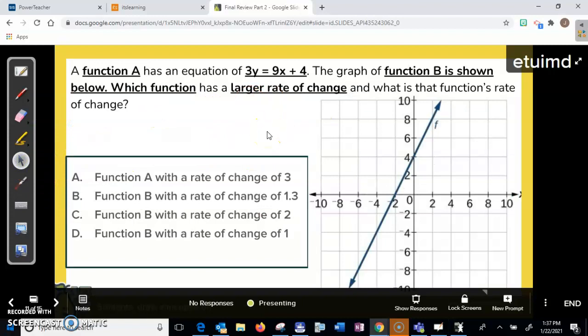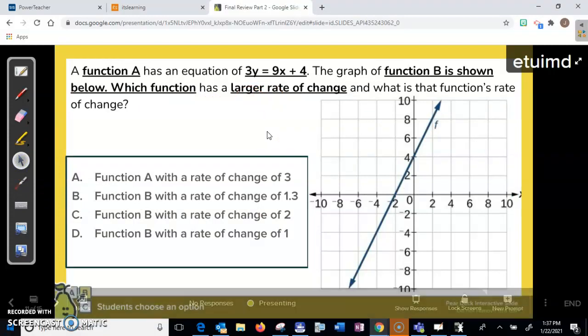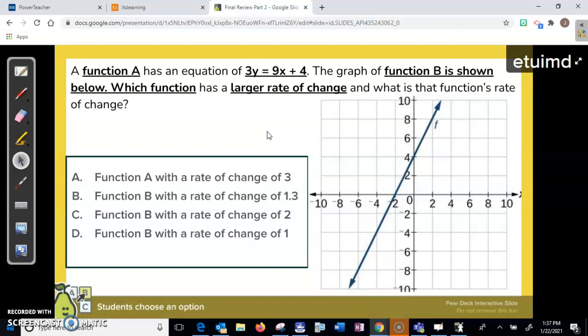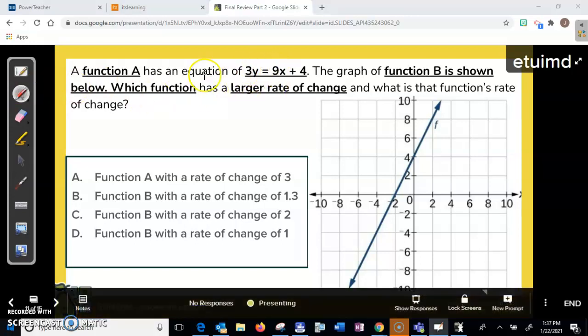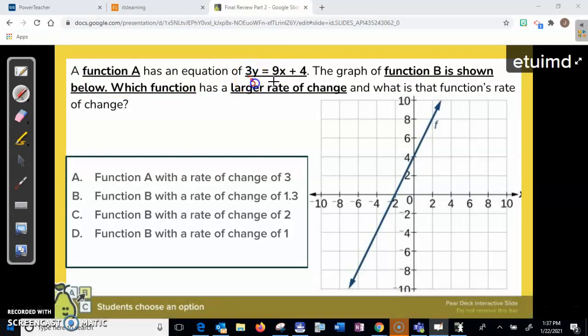Now, this one, guys. It says function A has an equation of 3y equals 9x plus 4. The graph of function B is shown below. Which function has a larger rate of change? So you want to know which one's bigger. In this case, function A is not set to y equals. You need to get rid of the 3, so everything is divided by 3. This cancels. 9 divided by 3 turns into 3x. 4 divided by 3, leave it as an improper fraction.